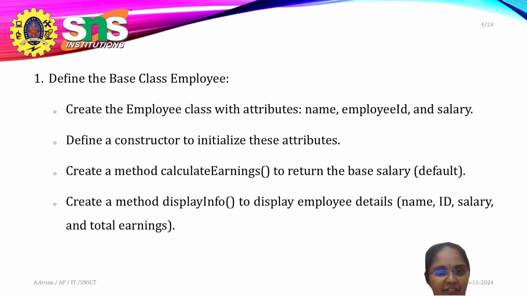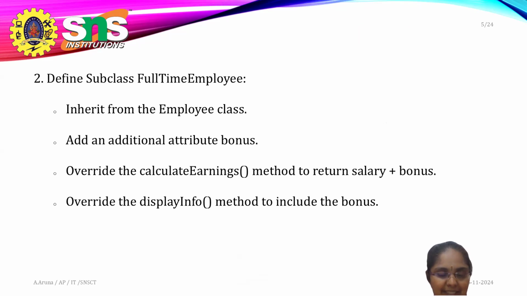So how can you define the base class? First, we have to create an Employee class. Through the constructor, we're going to initialize these attributes, and we're also going to use two methods: calculate earnings and display information. In calculate earnings, the salary is calculated and I'm going to return that salary. In the display information method, we're going to display the name, ID, salary, and total earnings. This is available in the base class.